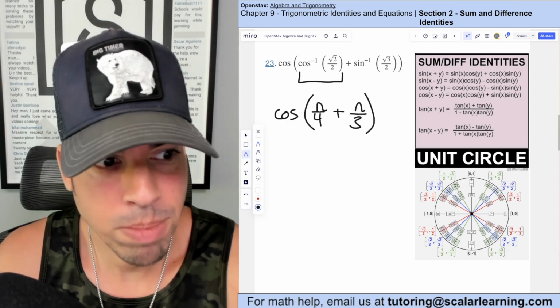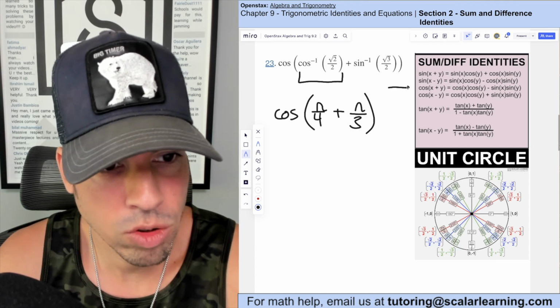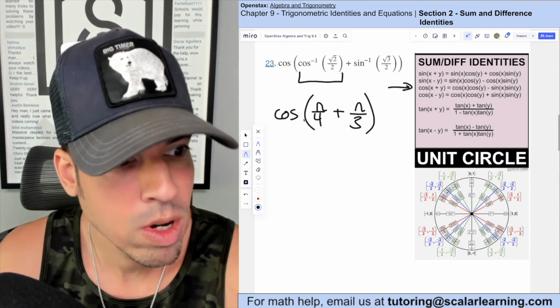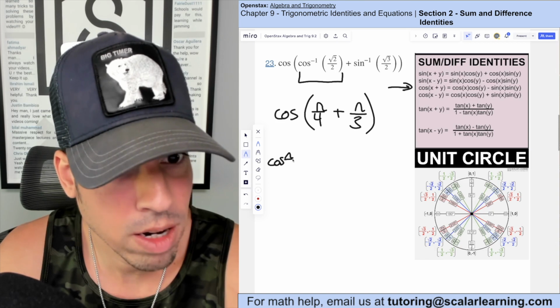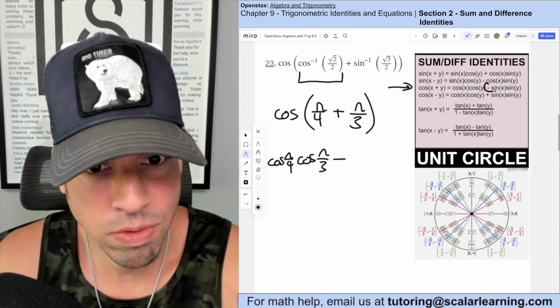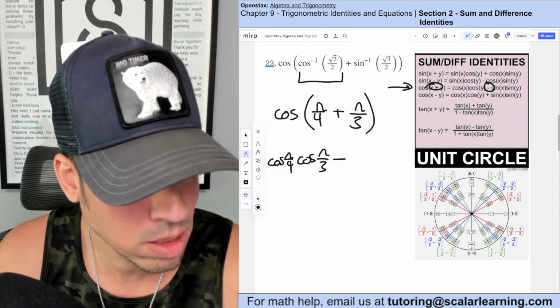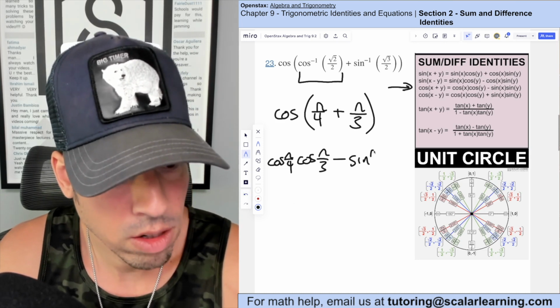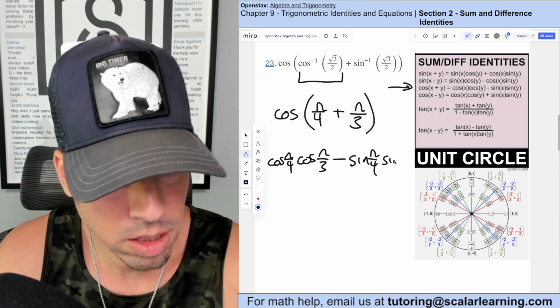Now we're taking cosine of pi fourths plus pi thirds. Check it out. We can use our nice sum formula, right? So that's the same as taking cosine of pi fourths, cosine of pi thirds, minus, right, it's flip-flop with cosine. When it's plus, then it's minus sine of the first times sine of the second.